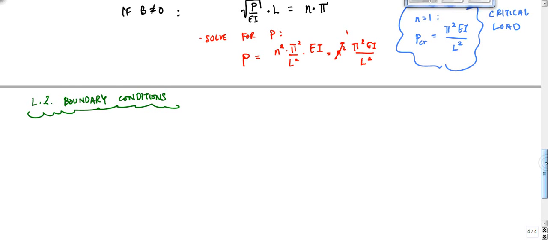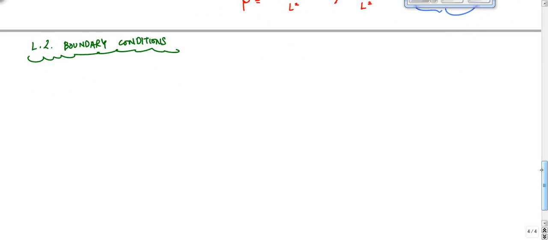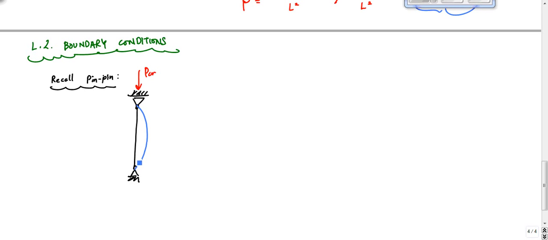Watch this. I'm not going to derive it or anything, I'm just going to do it anecdotally. If we recall our pin column right here, and I look at this pin column, you would say it buckles. So we have some critical load applied, P critical, and it buckles out like this. Bam. It buckles out.